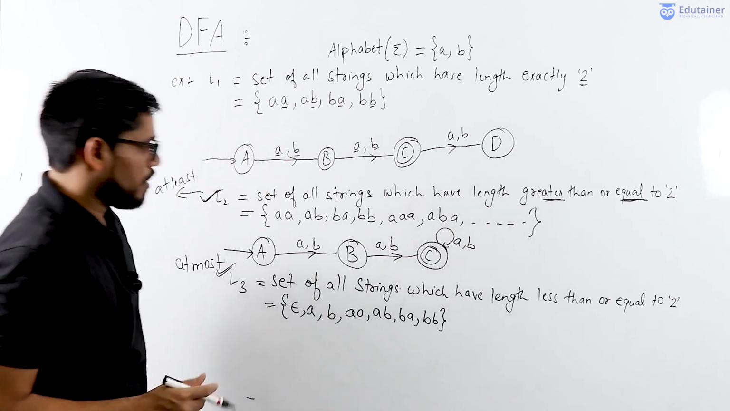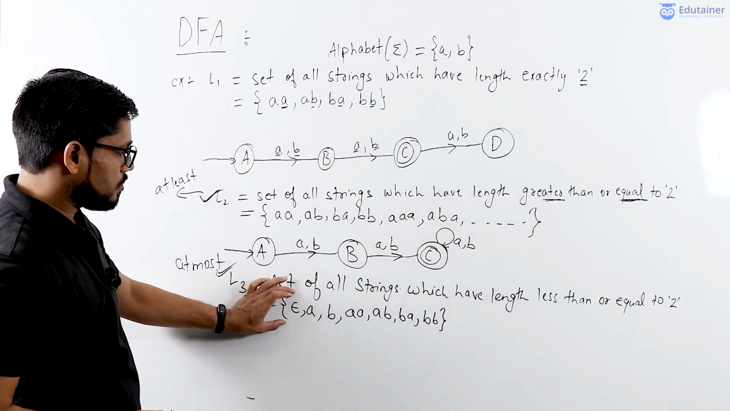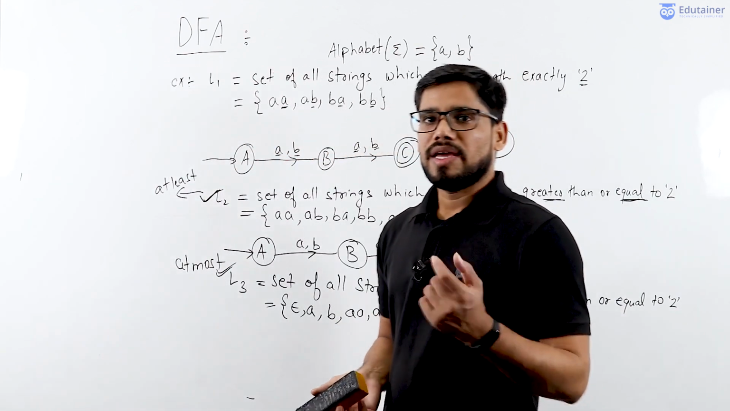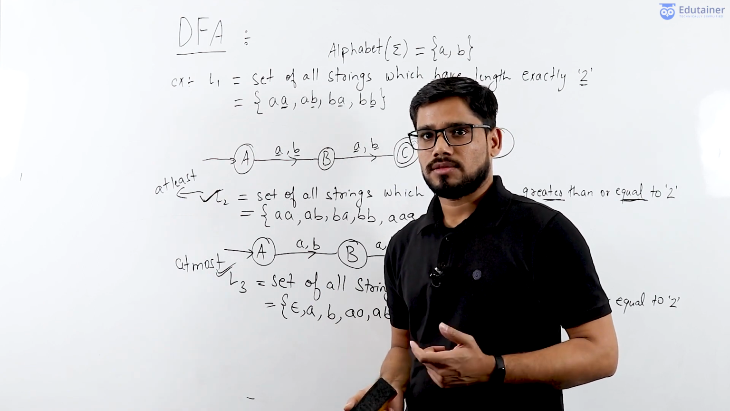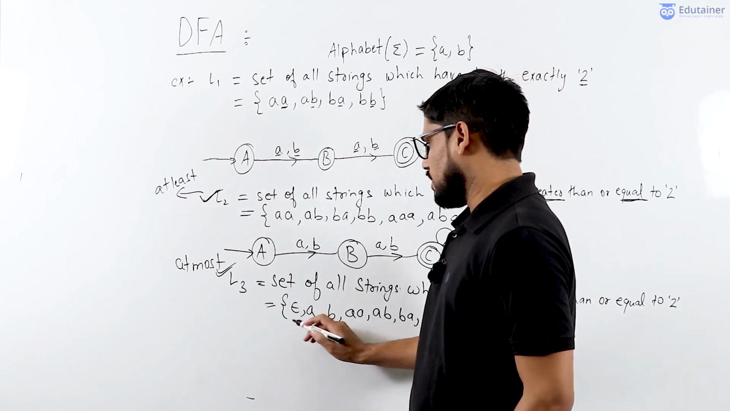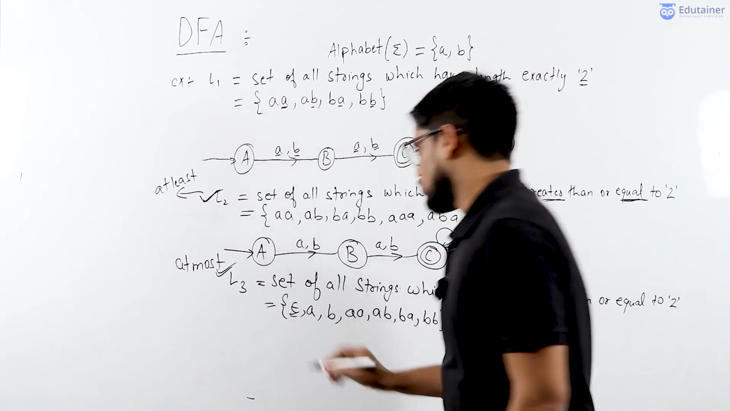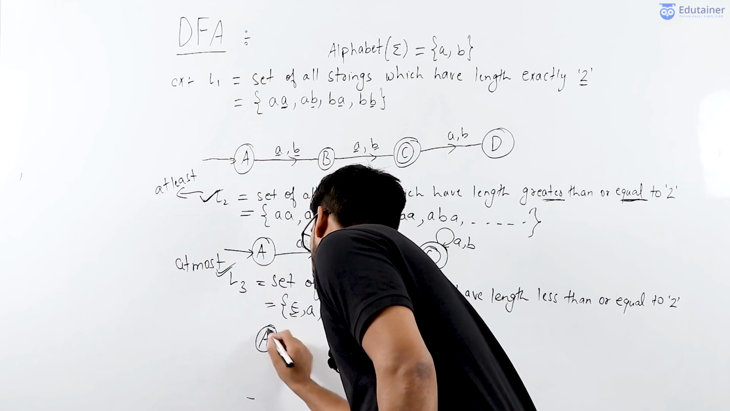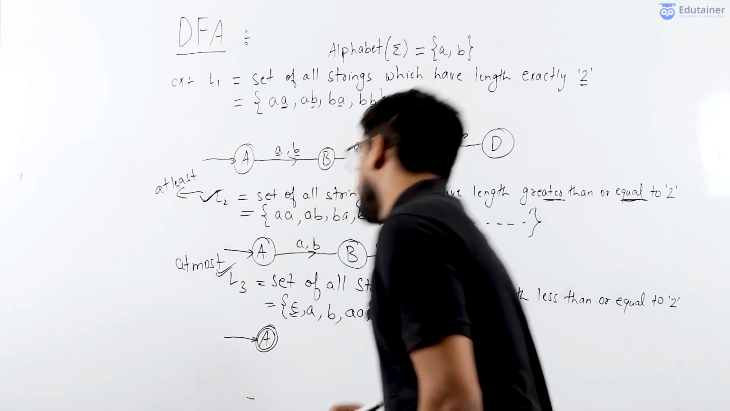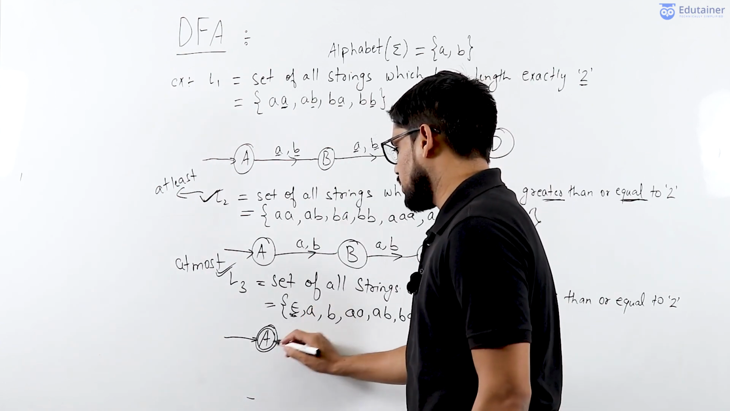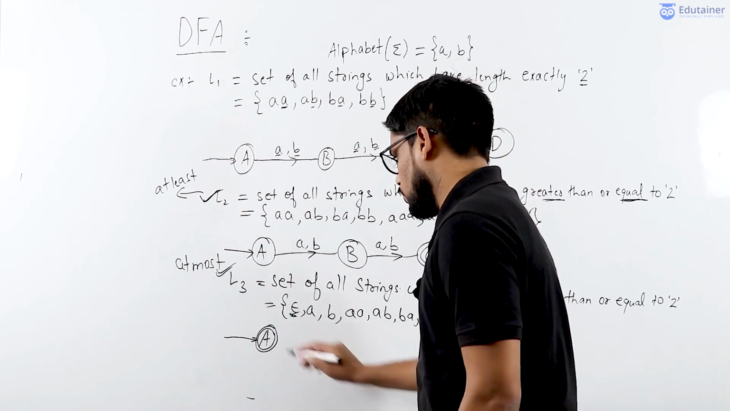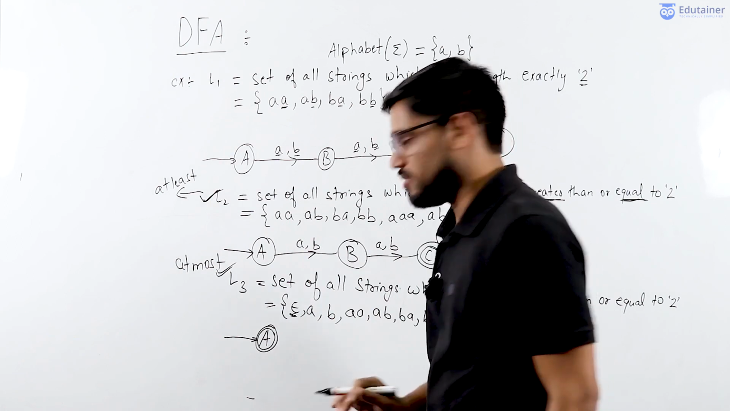If you want to accept epsilon in any DFA or NDFA, then you can make the initial state a final state. That is the only way you can accept epsilon in the language. So if I take a DFA, let's say small a is the initial state, then if I want to accept epsilon in the language, I will make this capital A a final state also. So capital A is the initial as well as final state.